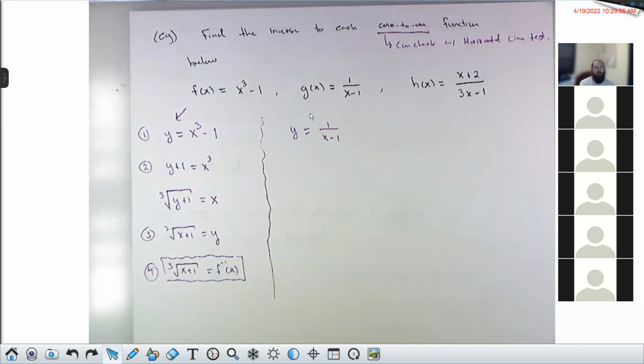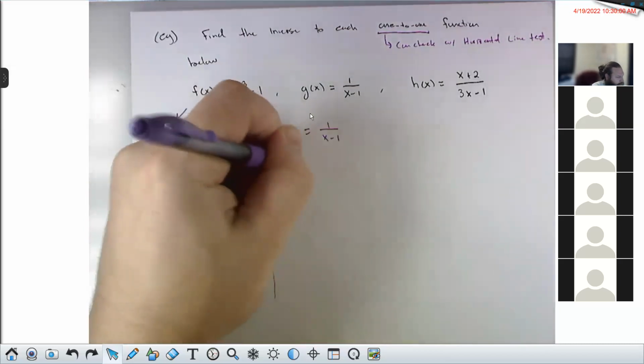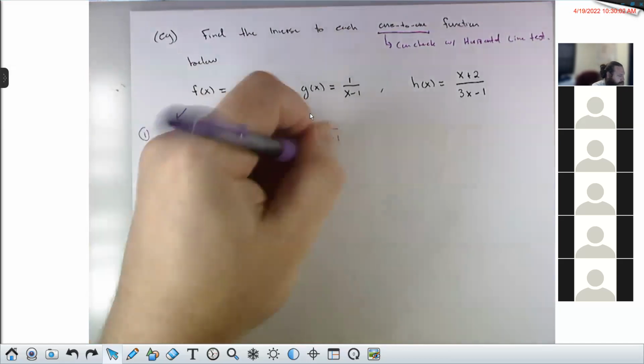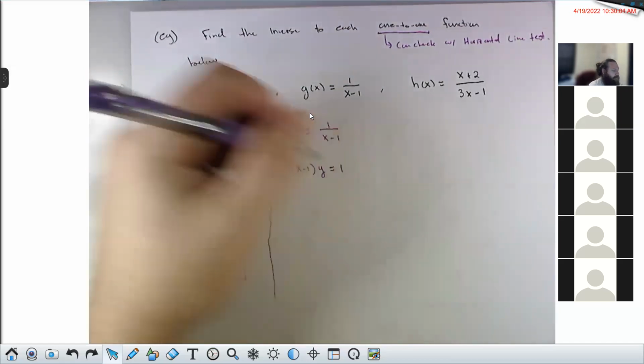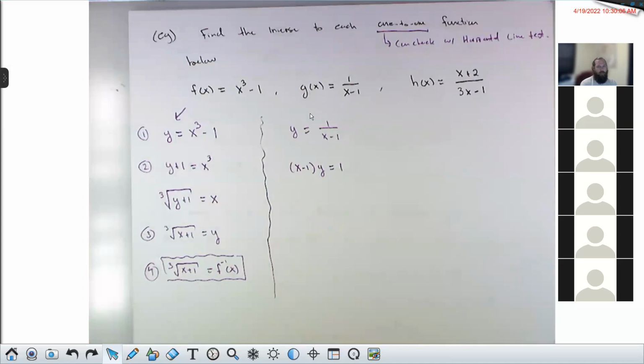Would you multiply both sides by x minus 1? Perfect. Yeah, that's exactly what I'm looking for. So if I multiply both sides by x minus 1, then I'll get (x minus 1) times y equals 1, right? Multiply on this side by x minus 1, the x minus 1 factors cancel, and you just get 1. Multiply this side by x minus 1, you get x minus 1 times y. That's perfect. What now?